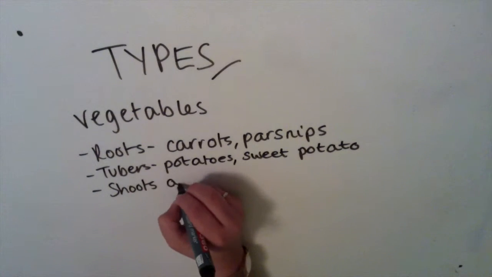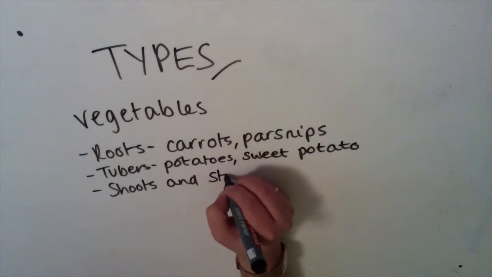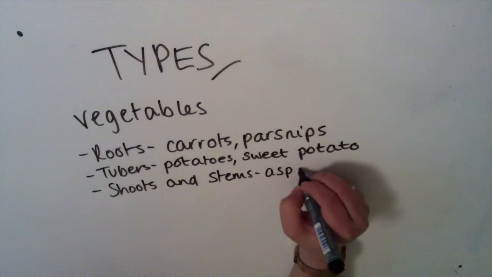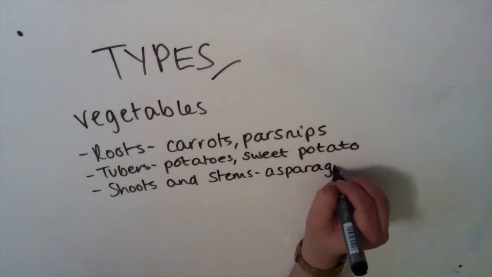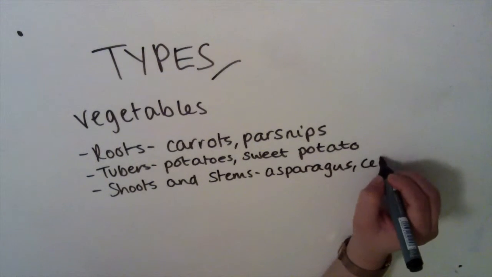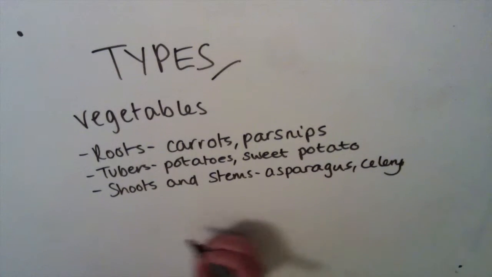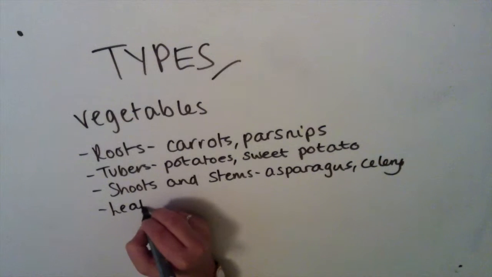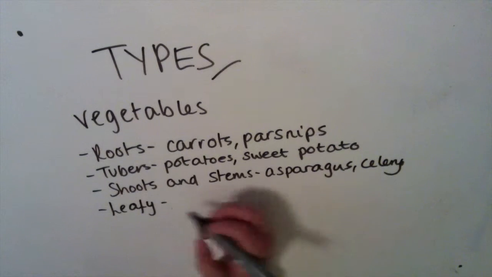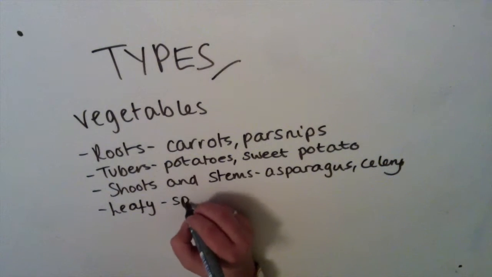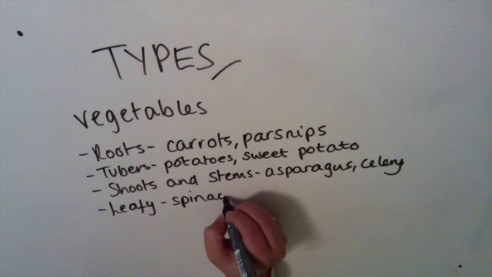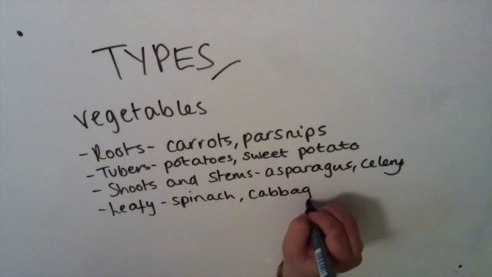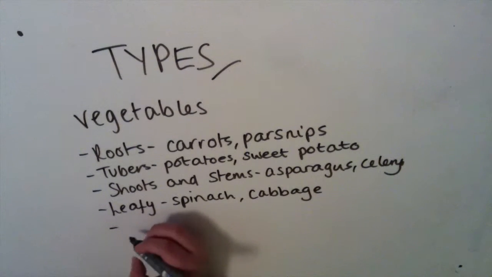I've then moved on to shoots and stems, and this is where we actually eat the shoot and the stem of a plant. So my examples are asparagus and celery, but you can also get things like bean sprouts and bamboo shoots, which again are all vegetables that are shoots and stems. My next category are leafy vegetables. So salad leaves count as leafy vegetables, so things like lettuce, but I've included spinach and cabbage in this section, and all of the leaves are edible.